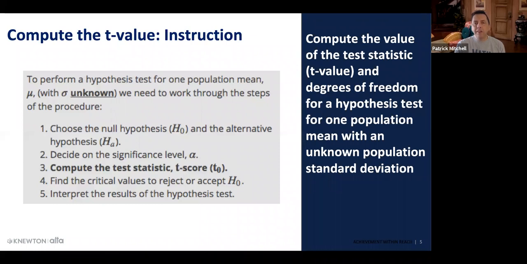When we're working with the t-score, we will use table A3 instead of table A2. So if you think back to the last chapter on confidence intervals, we used table A3 when we were working with t-score. And then finally, we will interpret the results of the hypothesis test.